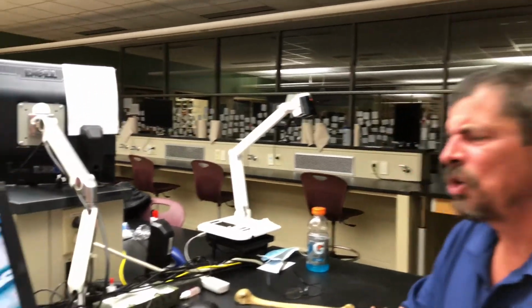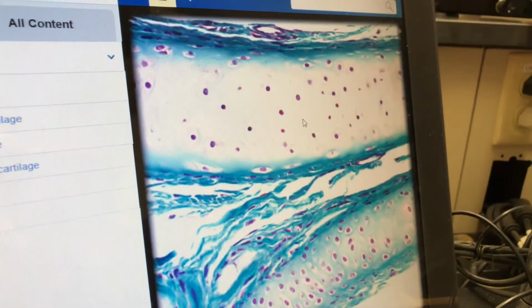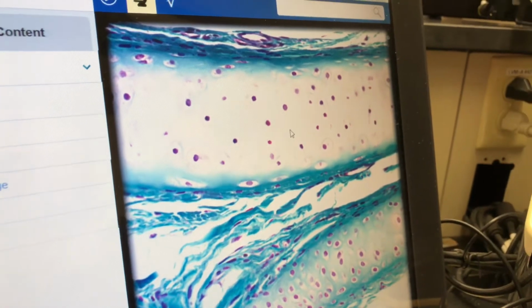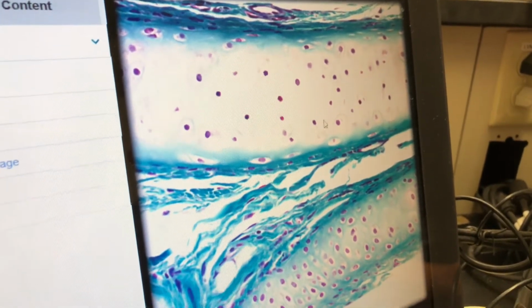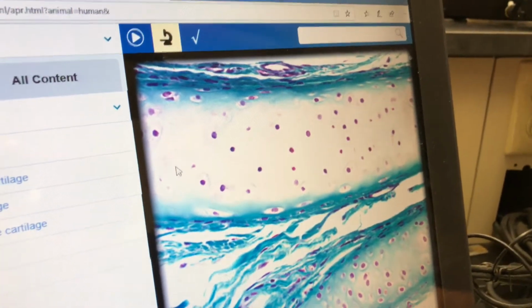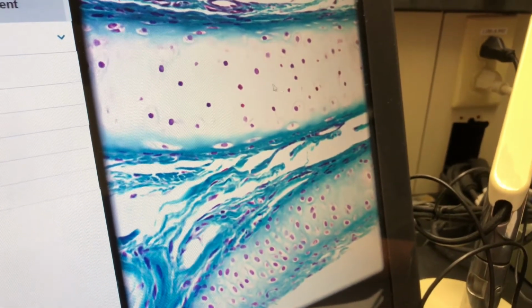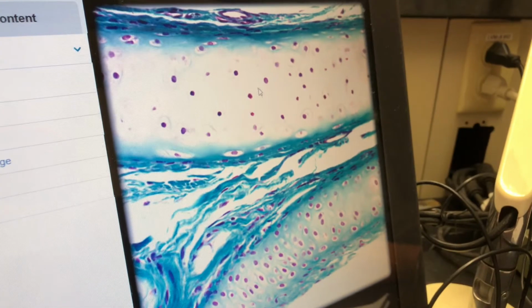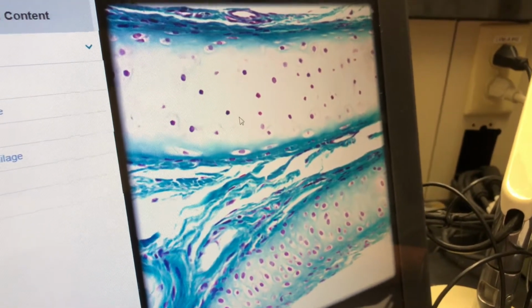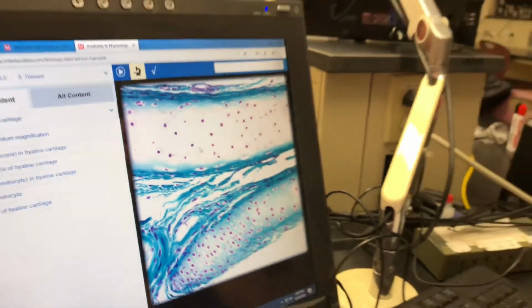Now, when we look at hyaline cartilage, the big key, I always say, is to look at the matrix. The matrix will tell you a lot about what type of cartilage we're looking at. If you look at the matrix in between the cells, it has a very smooth appearance right here. You can't see anything. It's almost clear. And this is very important because a lot of times, folks, in A&P, structure and function are always interrelated.